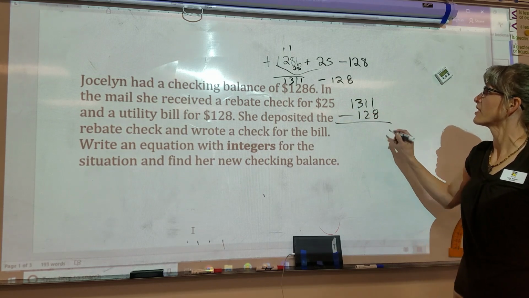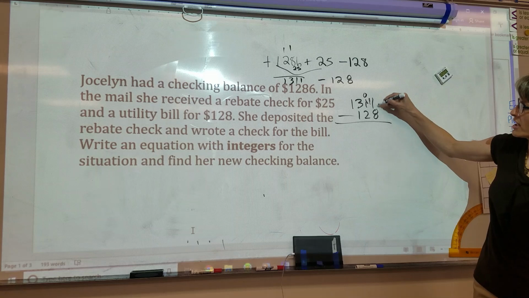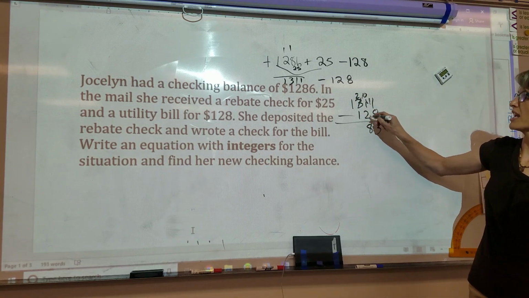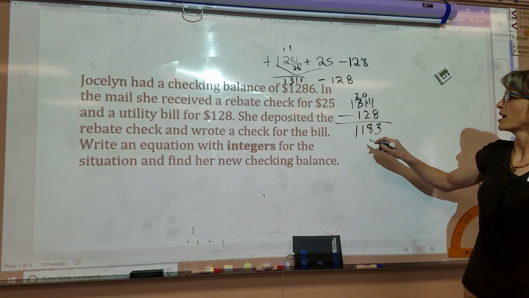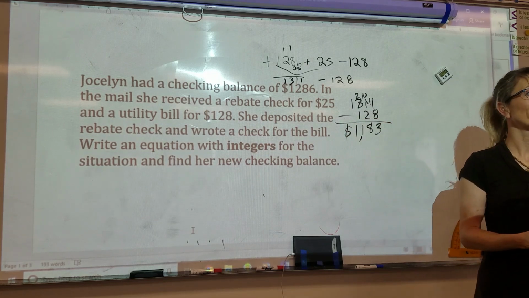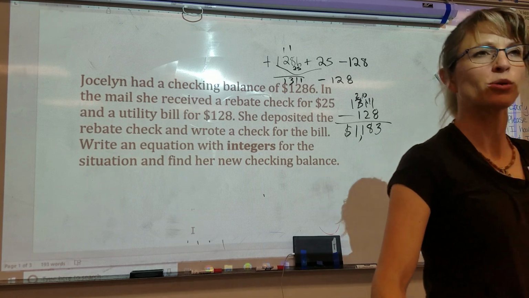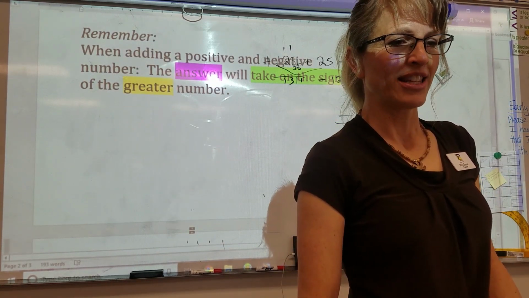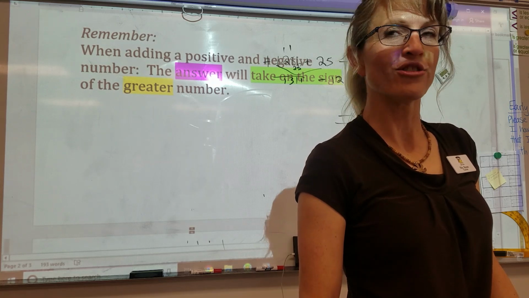128. We've got to borrow. 11 minus 8 is 3. We've got to borrow. 10 minus 2 is 8. 2 minus 1 is 1. Bring down our 1. And so we've got a balance of $1,183. Any questions on those? All right, general rule: the answer takes on the sign of the greater number.